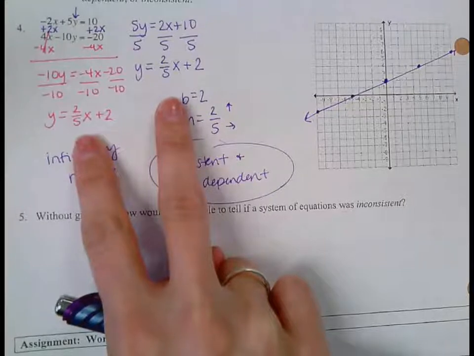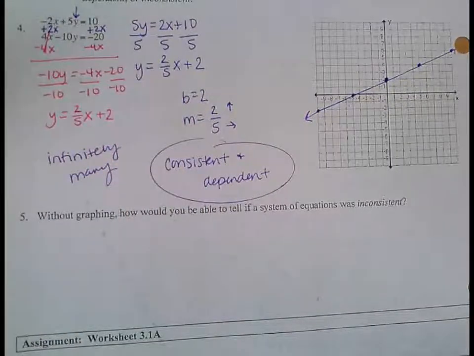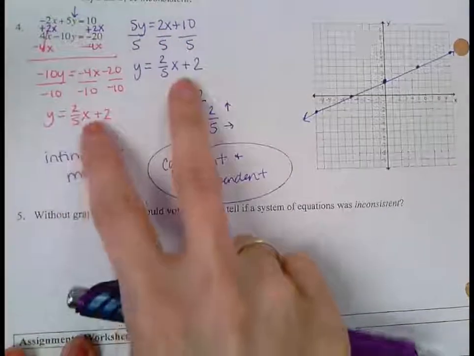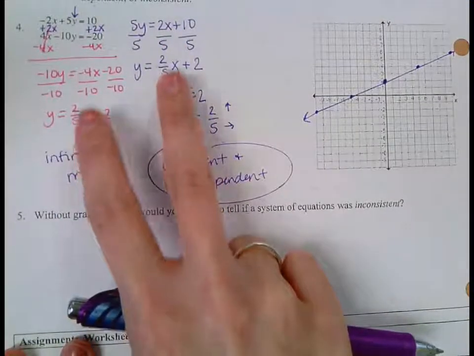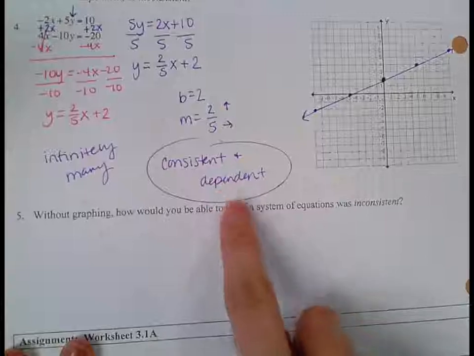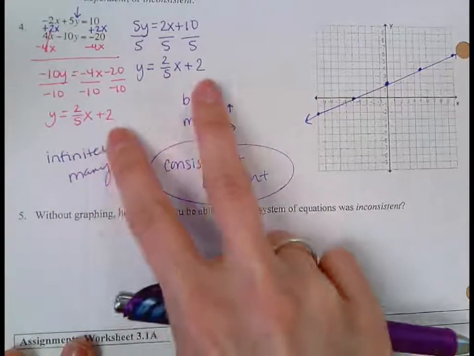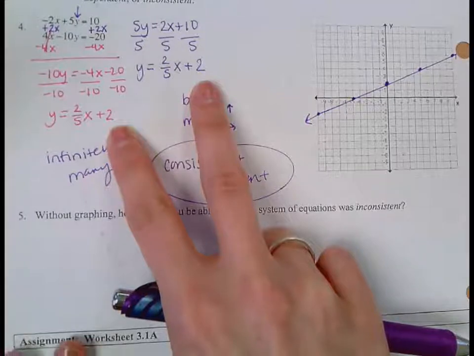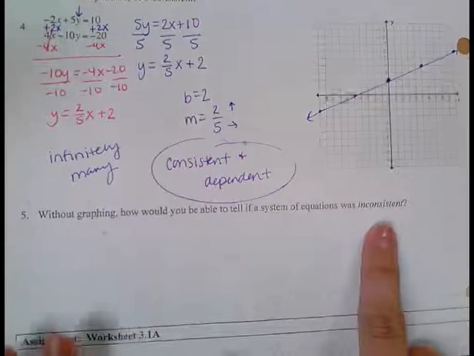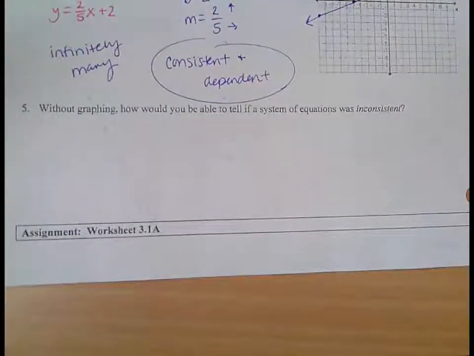Yes, thank you. Okay, so I realize you're starting on your assignment, but tune in up here. This is important for your understanding. If a system is consistent and dependent, these equations still have the same slope, but they're the same line because their y-intercepts are also the same. So here's how you could answer this question.